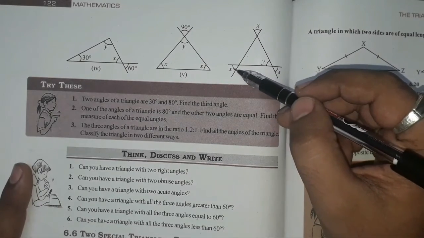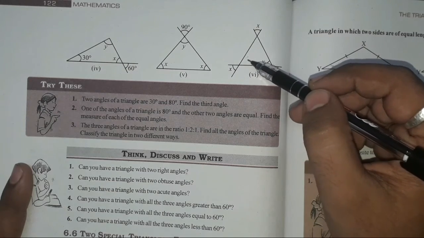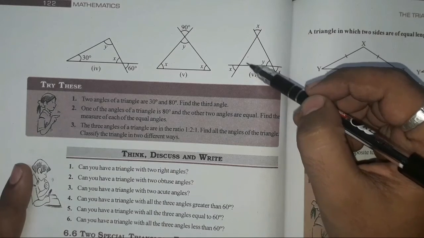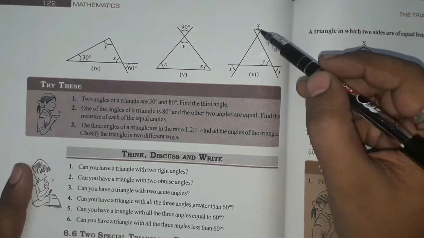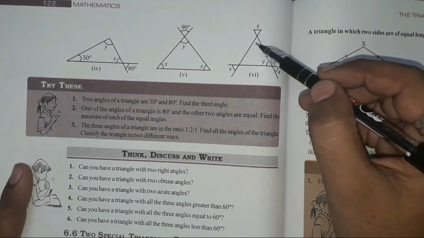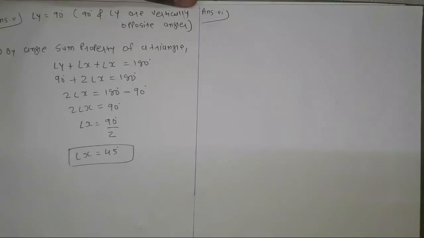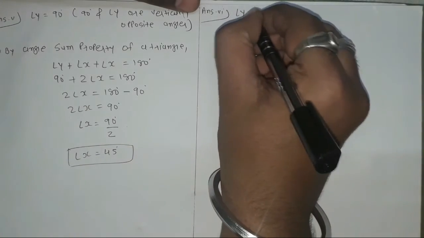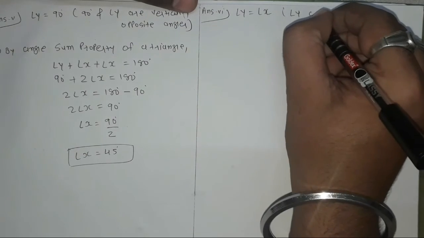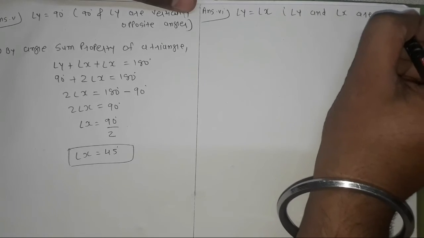Similarly, angle x is here and we have to find the value of this angle. Whatever the value of this angle x, it will be the same for its vertically opposite angle, this one, so the value of this angle is also x degree. Similarly here, its vertically opposite angle is this angle, so the value of this angle is also x degree. So here we can write angle y is equal to angle x. Why? Because angle y and angle x are vertically opposite angles.